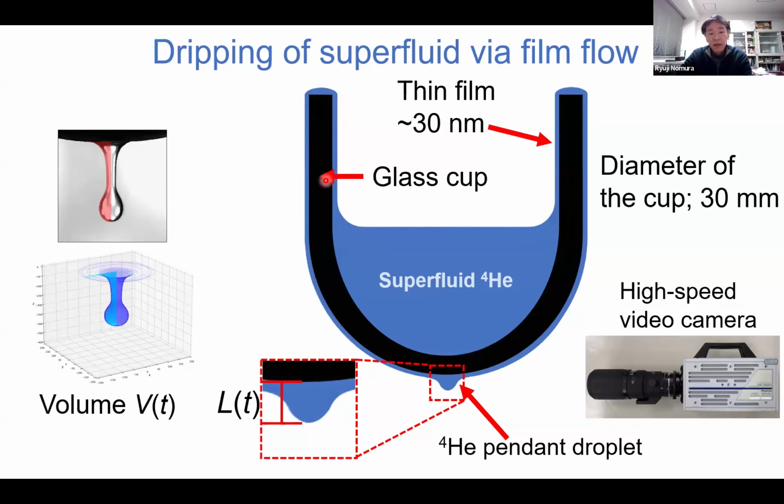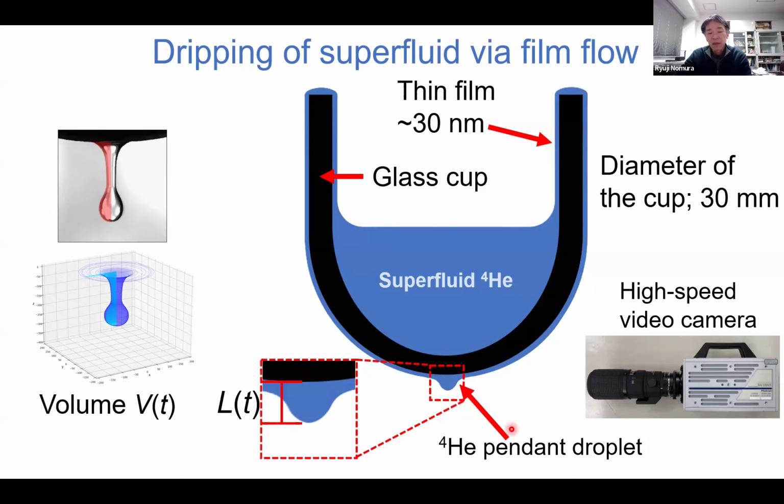If we prepare the glass cup and scoop the superfluid in it, then this superfluid climbs up the wall by making a thin film against gravity. And it flows through this thin film and drips from the bottom. If this liquid were viscous, we could not expect such a film flow because the film thickness is very thin, a couple of tens of nanometers. But this is nothing for helium because it's a superfluid. So it can go through this film and drip from the bottom.